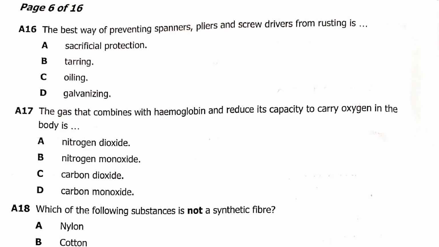Question 16. The best way of preventing spanners, pillars, and screwdrivers from rusting is: A, artificial protection; B, tarring; C, oiling; D, galvanizing. The correct answer is C, which is oiling. That is the best way of preventing them from rusting.